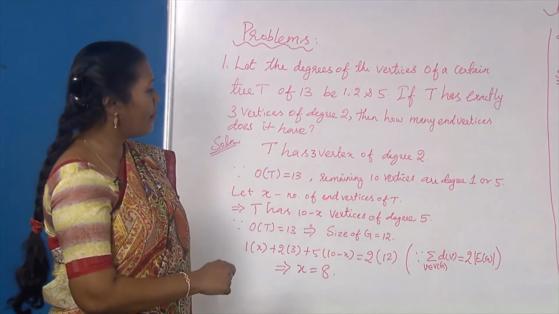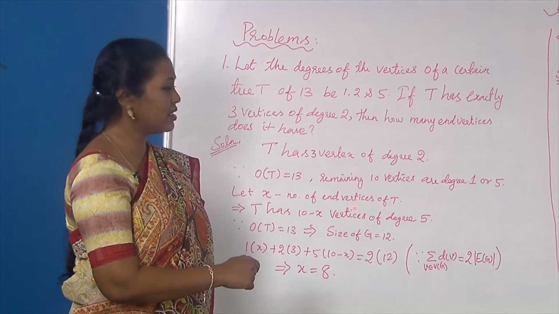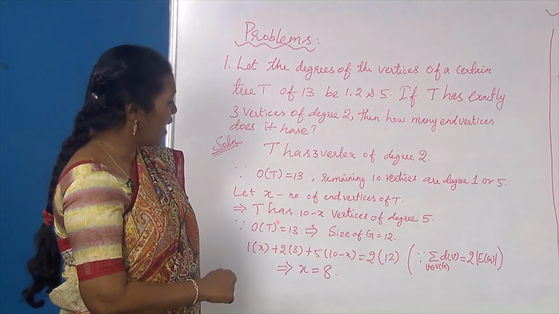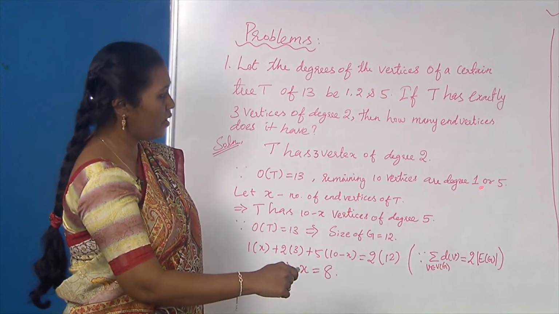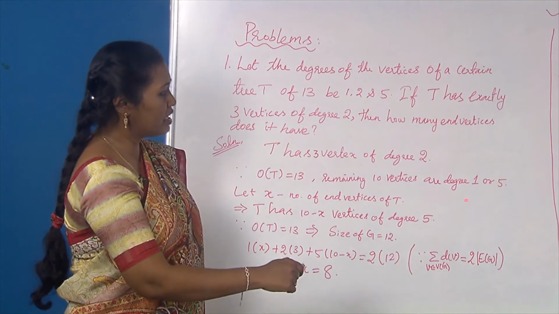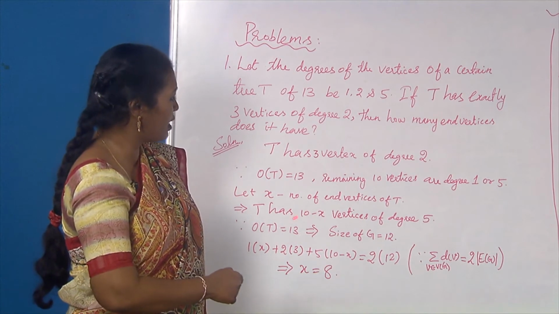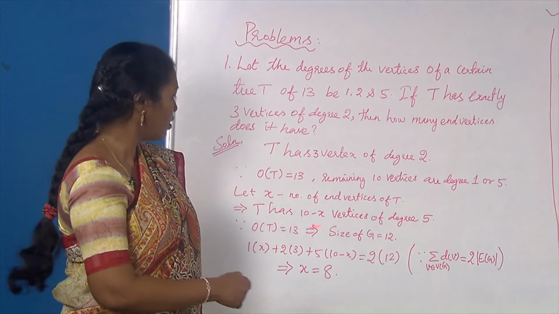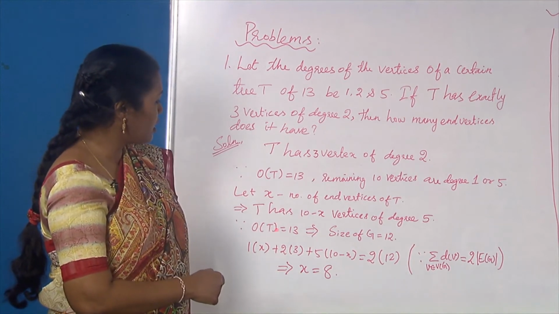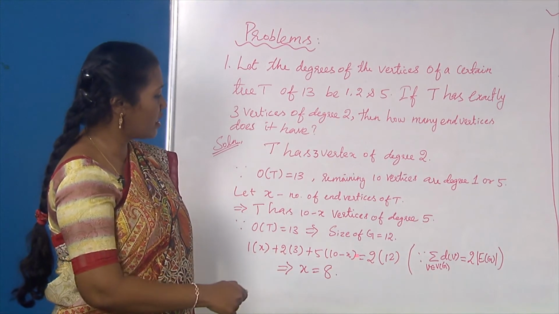So, let x be the number of end vertices of T. This is what we have to calculate. X is required, and T has 10 minus x vertices of degree 5. So, the remaining vertices have degree 1 or 5, meaning the vertices with degree 1 are obviously the end vertices. So, the remaining 10 minus x vertices have degree 5. Therefore, since the order of the tree is 13, this implies that the size of the graph is 12.